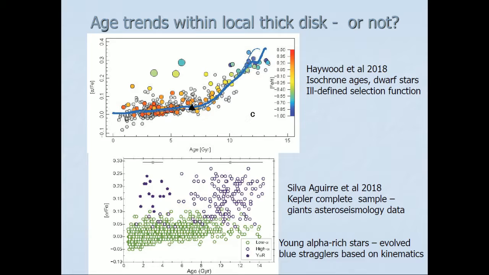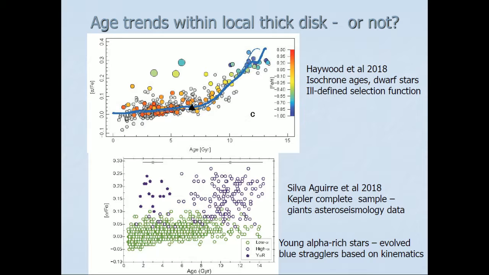Here's a different plot of the same thing, alpha to iron versus age. This is the high alpha sequence. There is no trend. These ages, this is a Kepler, a complete Kepler sample. They say, well, we need more data to understand what's going on. This is a complete sample, this is not.